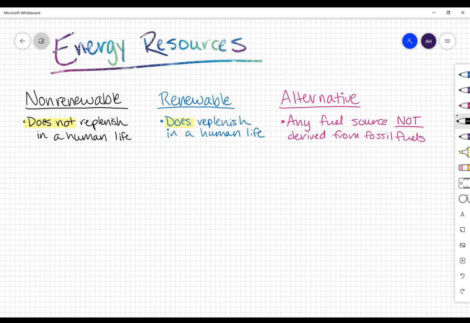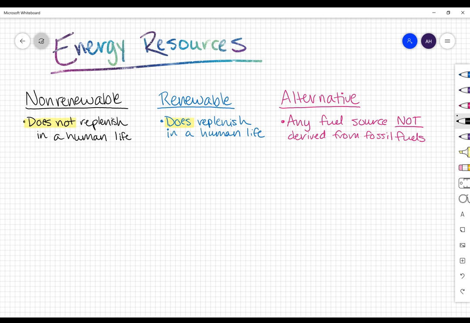All right, guys, this is your lesson on energy resources. So we have three main types of energy resources here on Earth. This is where we get our power and electricity and where we get the fuels to power our cars and our airplanes and all that. This is what I'm talking about when I talk about energy resources, all the things we use to make things go. All right, so there's three main kinds. It's non-renewable, renewable, and alternative.